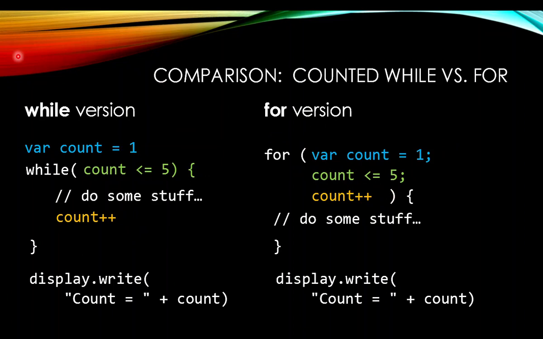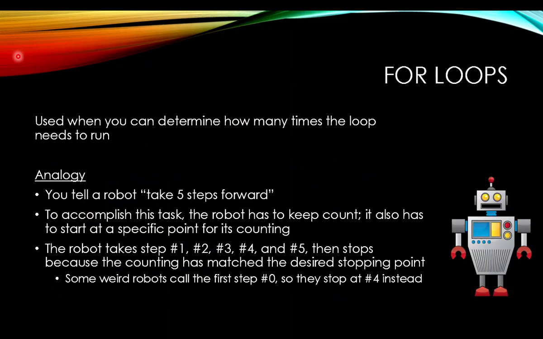All right, so let's take a quick look at an analogy, and then we're going to look at the code more specifically. In this case, the analogy for the for loop is you tell the robot, take 5 steps forward. We know the robot has to keep a count, and we also know that it has to have a starting point, right? So the robot can keep count and say, okay, I'm taking step 1, then step 2, then step 3, then step 4, then step 5. Now I've taken all 5 steps. I've counted up to 5. I was supposed to take 5. Good, I'm done. I can stop. So that's the kind of thing that you use a for loop for.